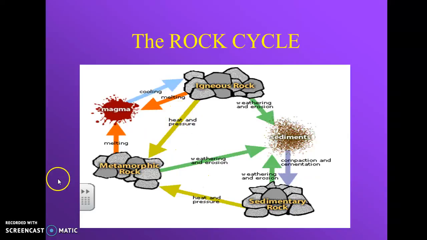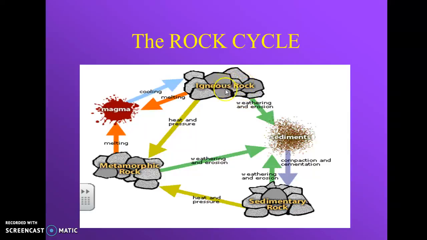Metamorphic rocks can change to igneous rocks or sedimentary rocks. Sedimentary rocks can change to igneous or metamorphic. Igneous rocks can change to sedimentary or metamorphic. It all depends on what happens to it. So I'm just going to give you one quick example.